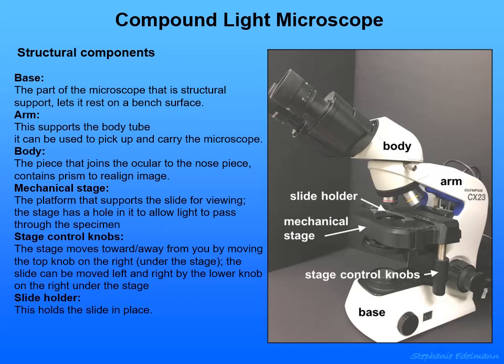The body of the microscope is the part that connects the ocular piece to the nose piece. The body can usually turn so that the ocular piece can be turned to face different directions. The nose piece holds the objective lenses. I will talk about the objective lenses and the nose piece on the next slide.